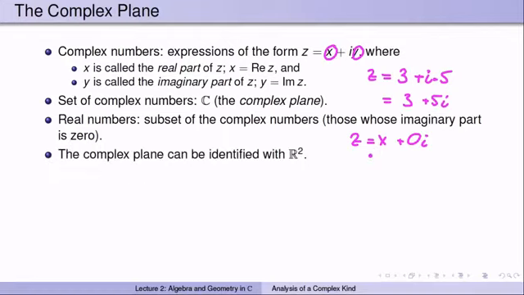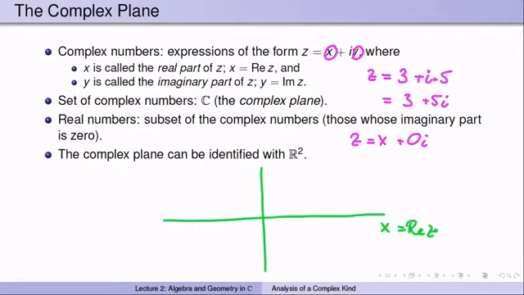The complex plane can be identified with R2, and here's how that goes. We often draw an actual plane, like a coordinate system, and we use the x-axis for the x-coordinate, which is the real part of z, and we use the y-axis for the imaginary part of z.